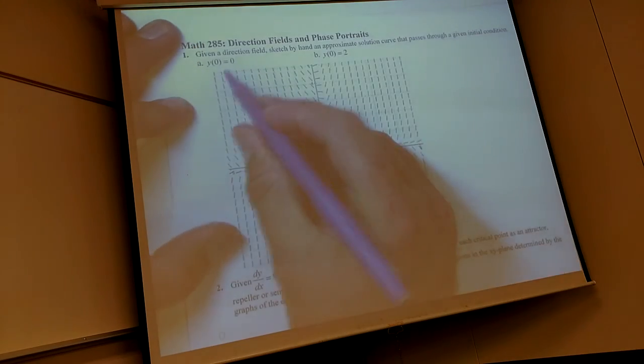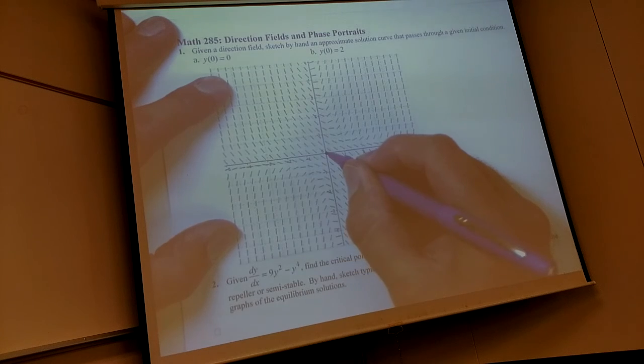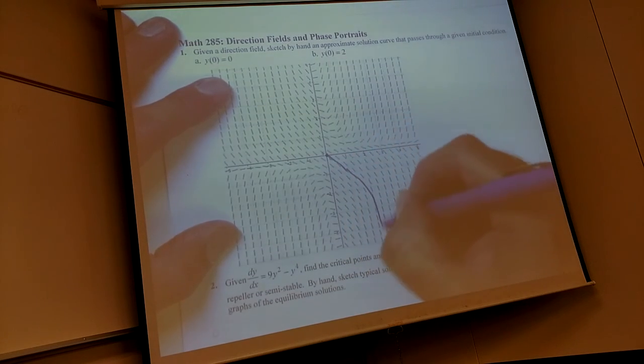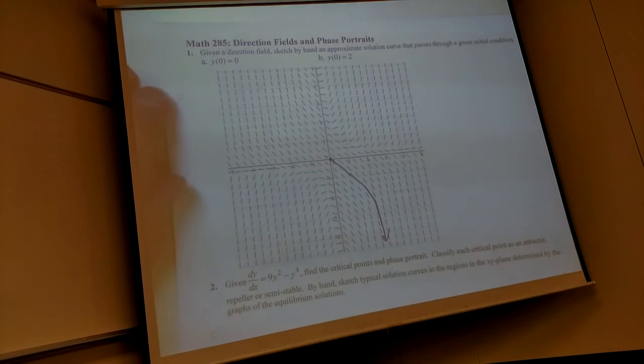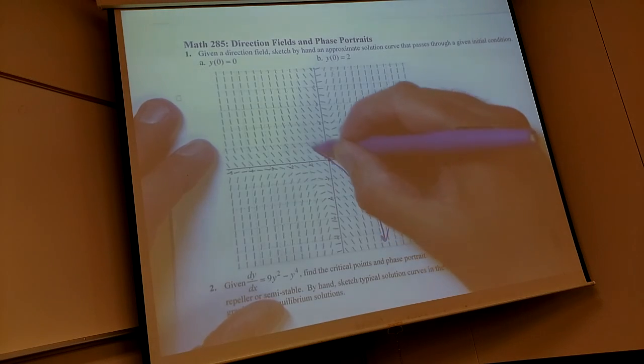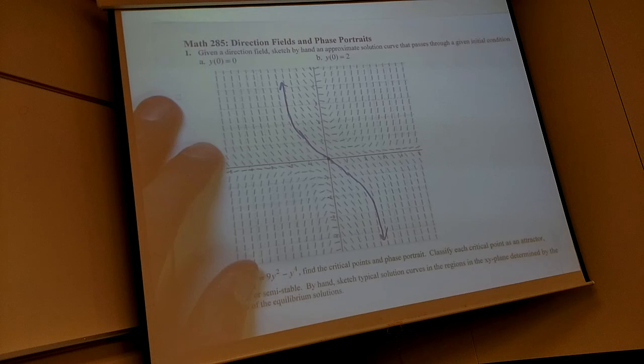So y of 0 is 0. So I've got to go through this point here. And then as I look this way, I just follow what this kind of tells me to do. And it looks like it's telling me to do something like that. Now this is by hand, so it doesn't have to be absolutely perfect. So maybe you guys have a little bit of wobble to it. You average all of ours out, and you might get something close to the reality. And this way, it looks like it's kind of going the other way. So that's the solution curve.